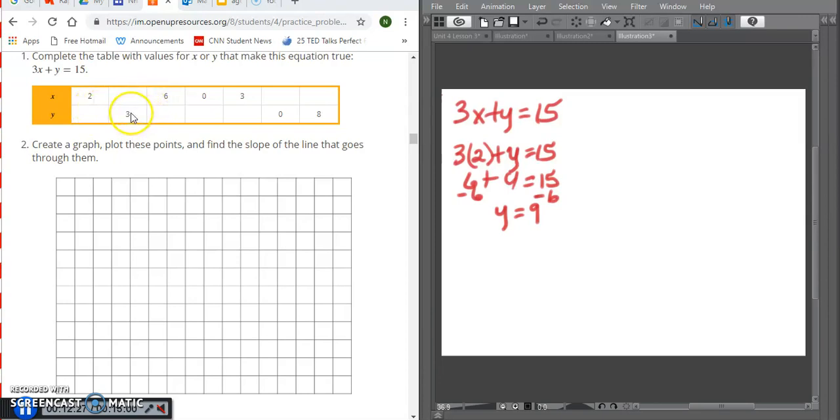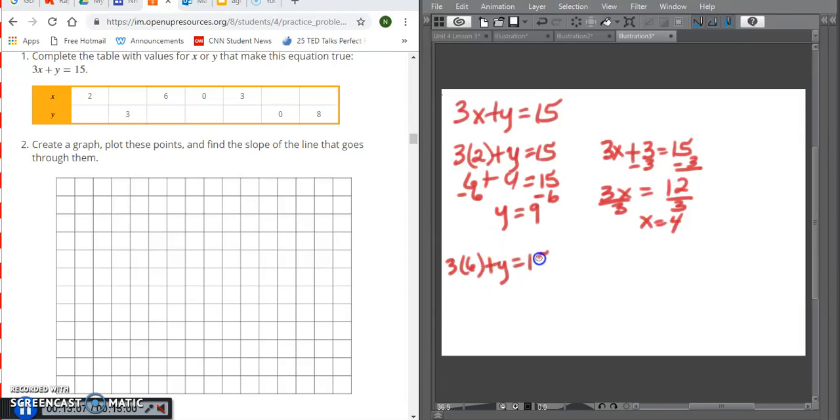And then here I know what y is. So I'm going to plug it in for y and solve for x. So I'll have 3x, because I don't know x this time, plus I know y is going to be 3, is equal to 15. Subtract 3 from both sides, and 3x is going to be equal to 12. Divide by 3, and x is equal to 4. So I will plug in a 4 right here above the 3. And then I'll keep doing the same thing. So I'll plug in a 6 for x, and I'll have 3 times 6 plus y equals 15.